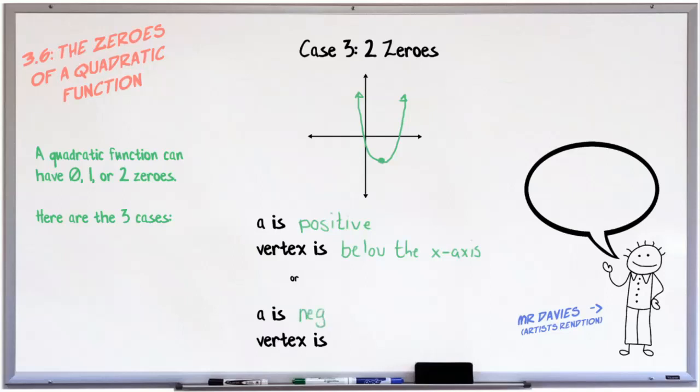If a is a negative value, then our vertex is above the x-axis. We will have 2 zeros. So if my vertex was up here, and a is negative, my parabola is going to open down, and I have 2 zeros at these 2 points.